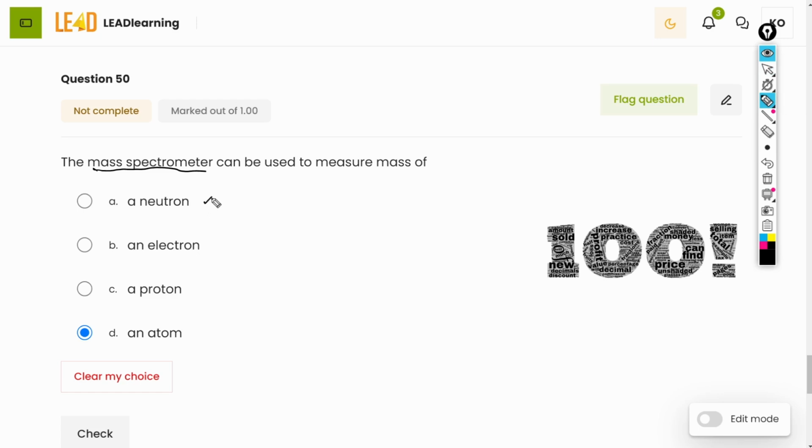Because the neutron, the electron and the proton are all subatomic particles. They are subatomic particles. So the mass spectrometer measures the mass of the atom. And that is our answer, option D.